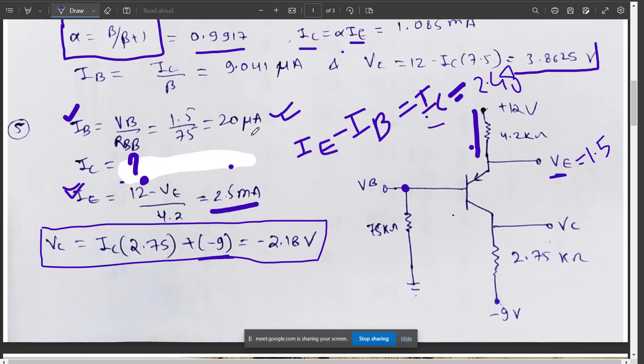So 2.5 milliamperes minus 20 microamperes equals 2.48 milliamperes. Now we have the value of IC. Here minus 9 volts is given and we have to find VC. VC will be equal to IR plus the voltage here. So in this branch, this will be equal to minus 2.18 volts, right? Any doubt? Guys, any doubt here?